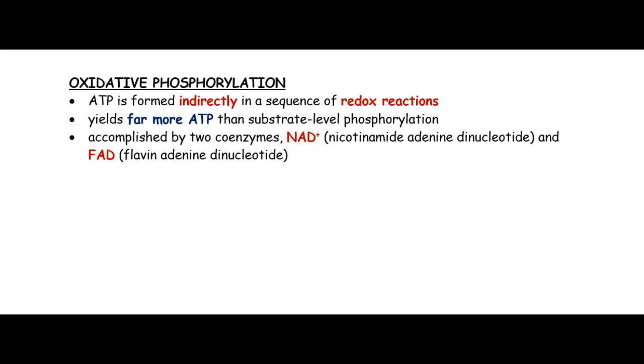So I just wanted to quickly continue the conversation that we began today in class about phosphorylation. You will remember that we broke down phosphorylation into two distinct categories for the process of cellular respiration: substrate level phosphorylation as well as oxidative phosphorylation. And oxidative phosphorylation involves the indirect production of ATP as a result of a bunch of redox reactions.